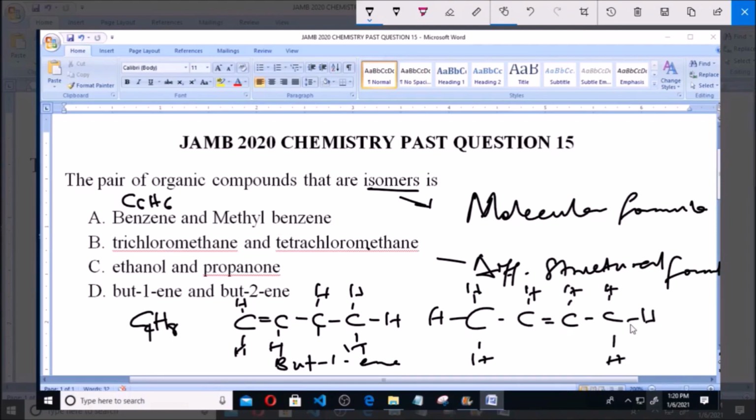We have 1, 2, 3, 4 carbon atoms. Then the number of hydrogen is 1, 2, 3, 4, 5, 6, 7, 8. Same too with but-1-ene: 1, 2, 3, 4, that's the number of carbon atoms, and then 1, 2, 3, 4, 5, 6, 7, 8 for the hydrogen atoms. So the answer to our question is option D. The same molecular formula, which is C4H8, but different structural formula, having the double bond attached to the first carbon atom in but-1-ene, and in but-2-ene having the double bond attached to the second carbon atom.